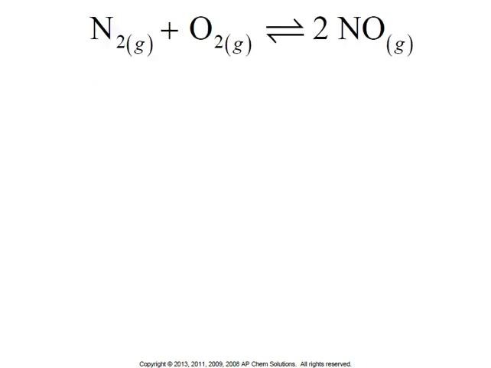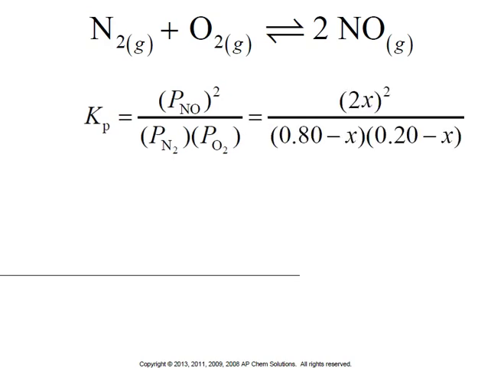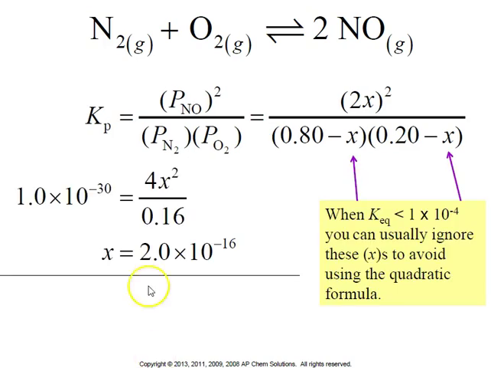If you remember this from the first lesson, we'll write our K expression. We have a Kp value, so we're using pressures. Pressure of the NO squared, as its coefficient is 2, over the pressure of the nitrogen and pressure of the oxygen in the denominator. So from our E line, we've got 2x, and then that's going to be squared, then the 0.80 minus x and the 0.20 minus x. We're just plugging those in. They gave us the Kp value, so we'll plug that in too. It was 1 times 10 to the negative 30th for our Kp.